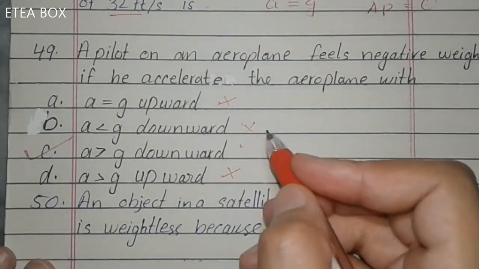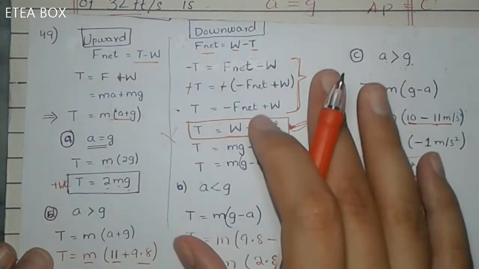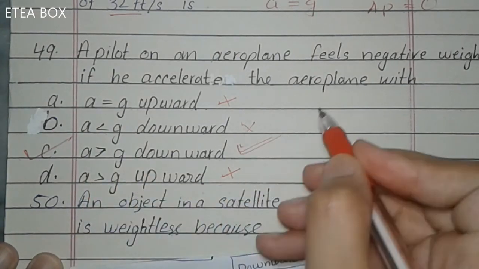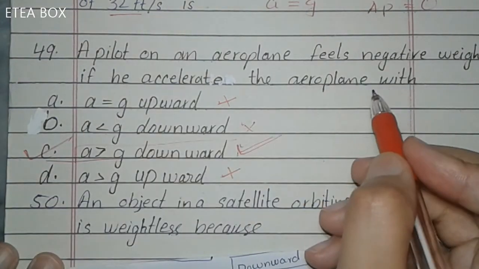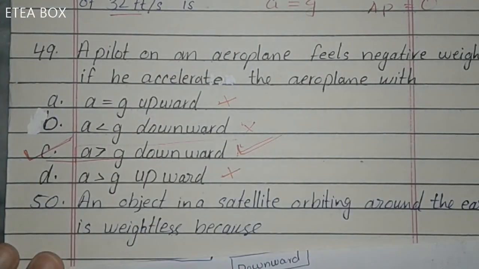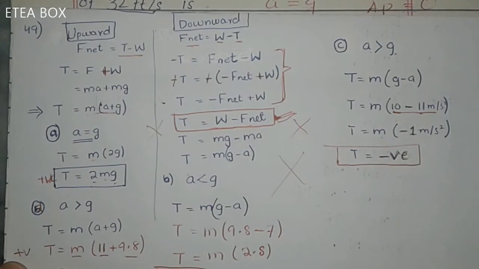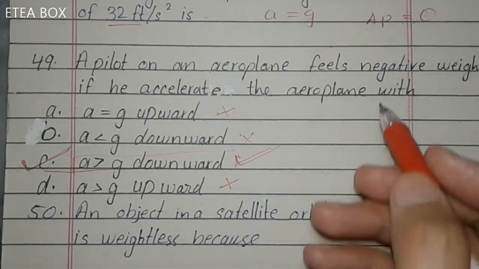Now, listen. You don't need to do all these calculations. It was just for your understanding. Just memorize this one: when acceleration is greater than g in downward direction, then negative weight will be felt. Memorize this statement, then you will get the answer C directly. When acceleration is greater than gravity, then the pilot will feel negative weight. Don't need to do this calculation. You have only 45 seconds in the test. This will take much longer. It was just for your understanding, I was just giving you the concept of why he feels negative weight.